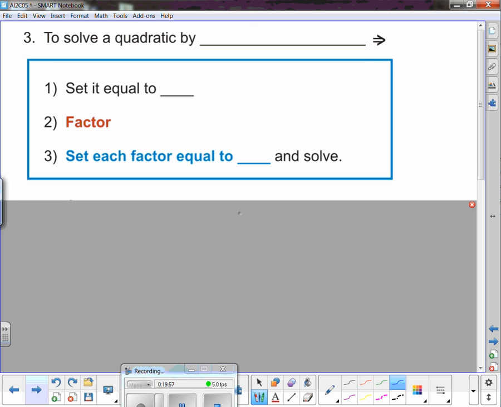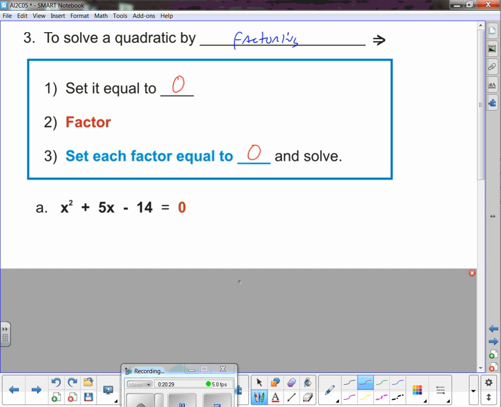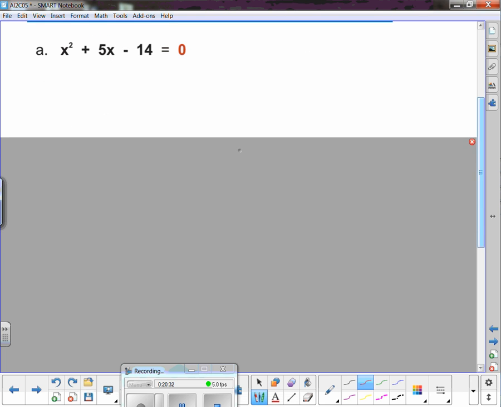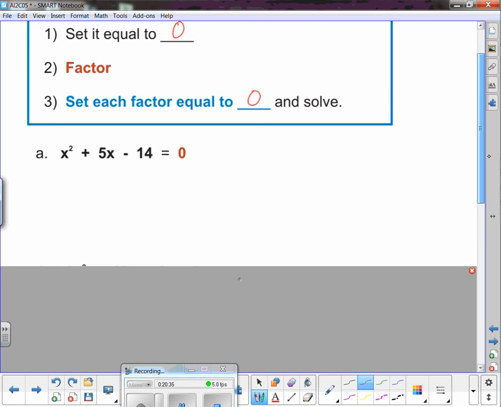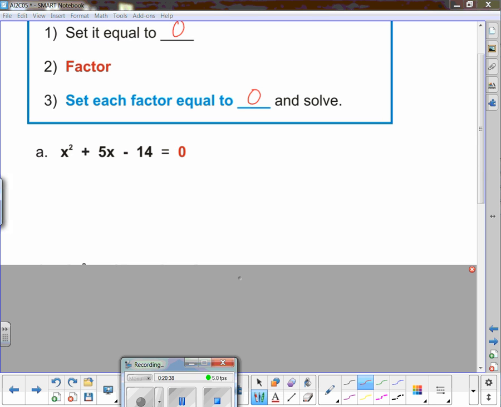Okay, so to solve quadratics by factoring, how do you do it? Well, if it's not already set equal to 0, make sure you set it equal to 0. In other words, get 0 on one side, everything else on the other. Then you factor, and then, of course, set each factor equal to 0 and solve for the value of each factor that makes the factor a 0. Okay, so again, that's basically what we just did a moment ago. All right, so now that we just went through all of that, why don't you go ahead and do A?